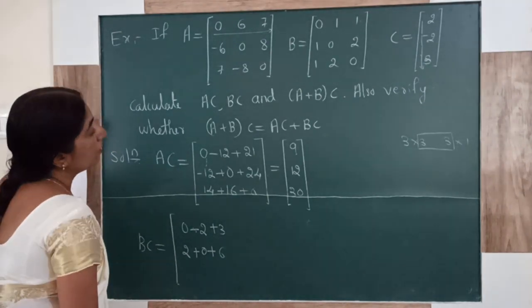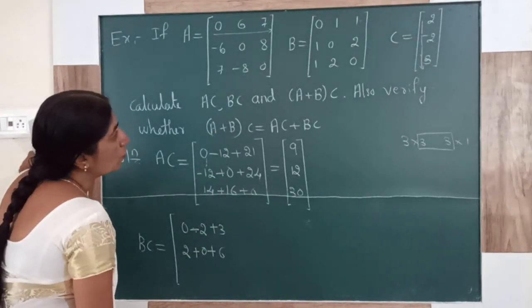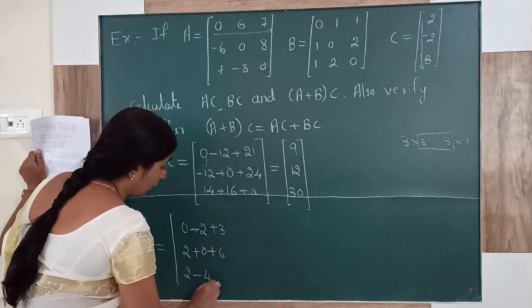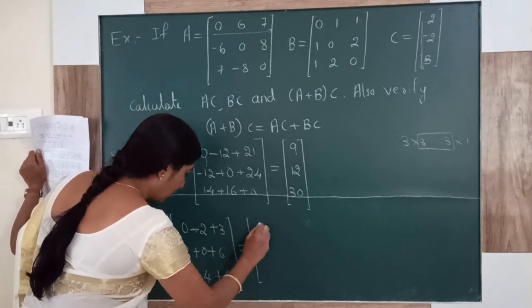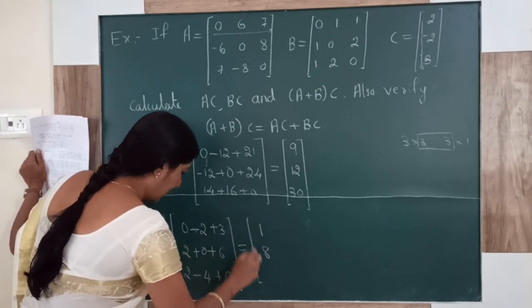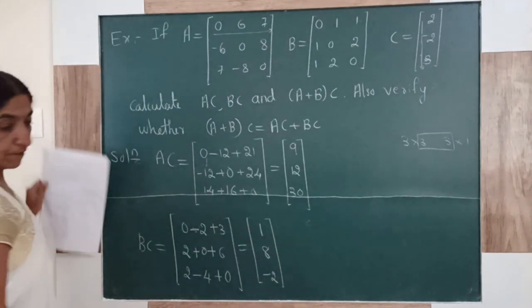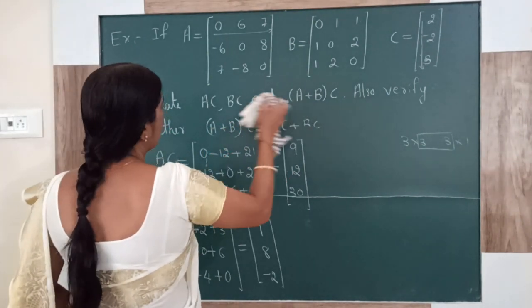Yes, you can write the answers. Next. Third row with first column. Only one column. 2 minus 4 plus 0. That is 1, 8 and this minus 2. This is what? BC. Next one is we have to move for A plus B.